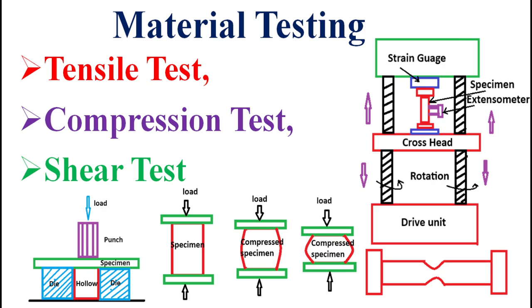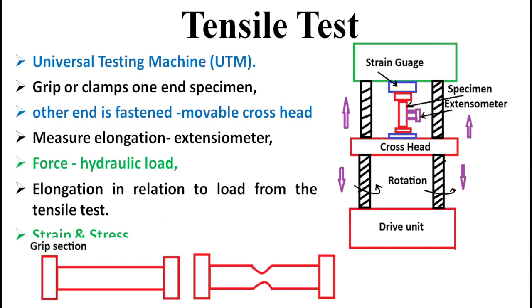Material testing: tensile test, compression test, and shear test. The tensile test is conducted by using a universal testing machine, the UTM machine.